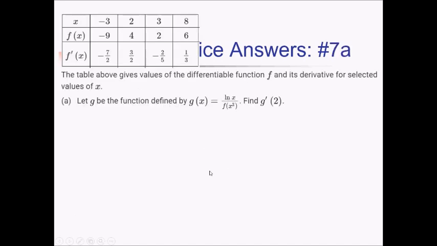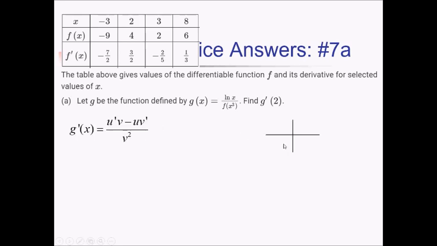For this problem, we have a table given with values of f and f prime. And for part A, we're defining g as a function with ln of x over f of x cubed. Based off of this, we want to find g prime of 2. All right, well, we're going to need the quotient rule for this one. That's u prime v minus uv prime over v squared.